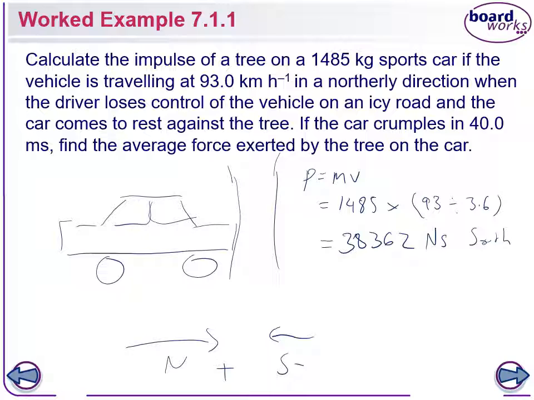But the second part, if the car crumples in 40 milliseconds, find the average force exerted by the tree on the car. So now we need our impulse formula. Our impulse is equal to the force multiplied by the change in time. So if we rearrange this, our force is equal to impulse divided by change in time. Our impulse is 38,362. Our change in time, 40 milliseconds, so that's 40 times 10 to the negative 3.